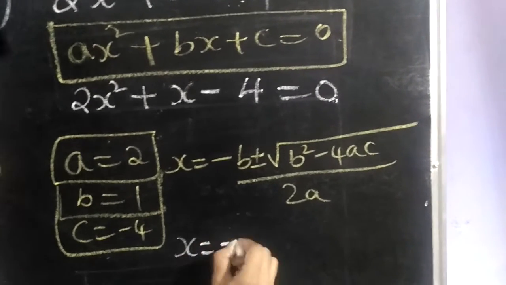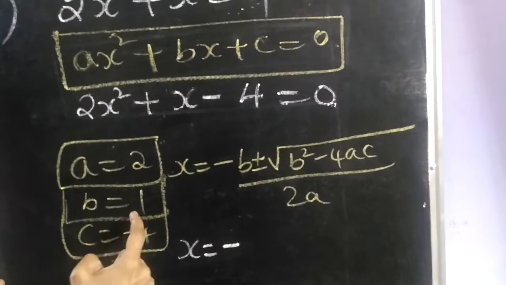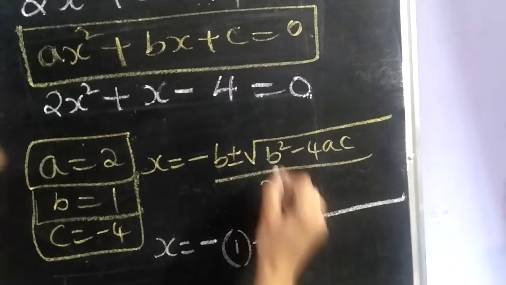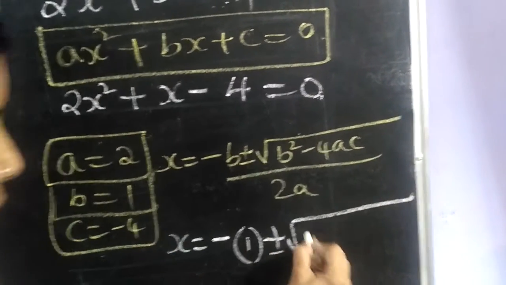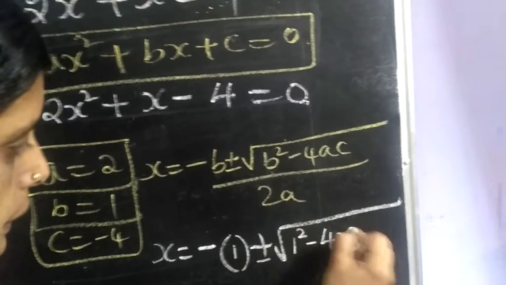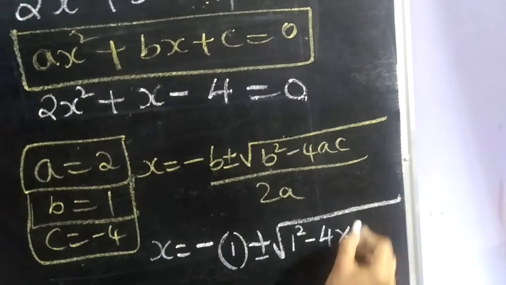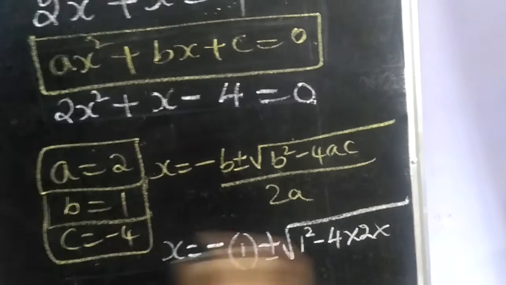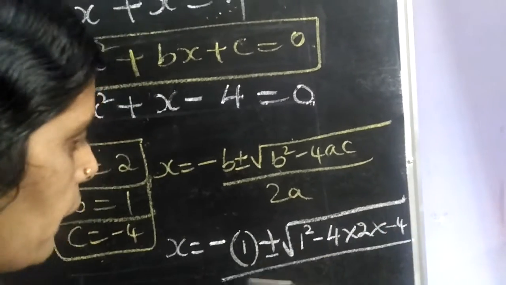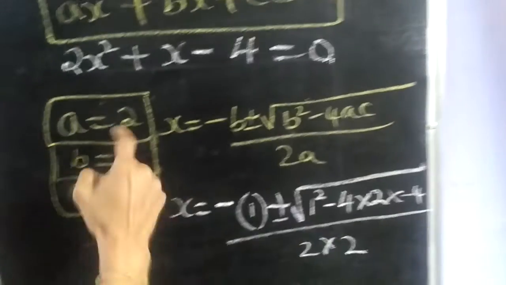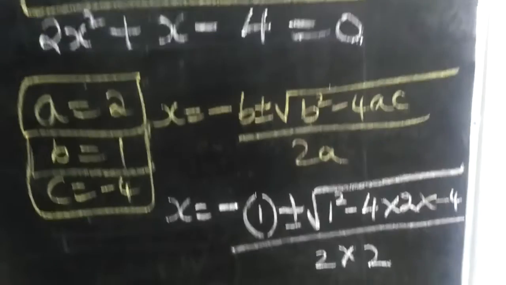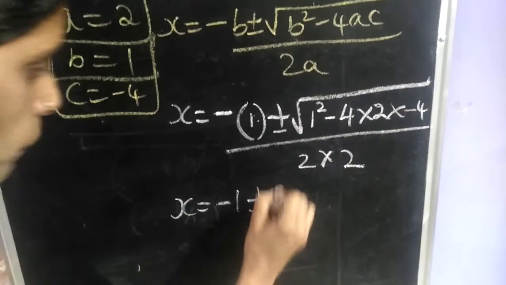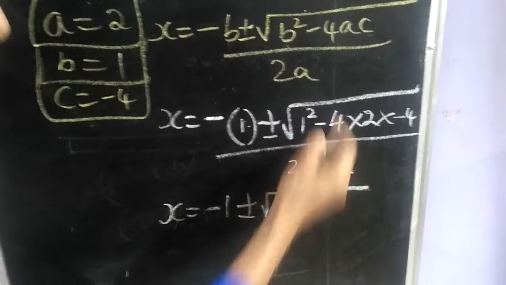x is equal to minus b. What is the value of b here? 1. Plus or minus square root of b square. What is b square? 1 square. Minus 4 into a. What is a? 2. Into c. What is the value of c? Here it is minus 4. By 2 into a, a takes the value 2. So x is equal to minus 1 plus or minus square root of, what is 1 square, children?